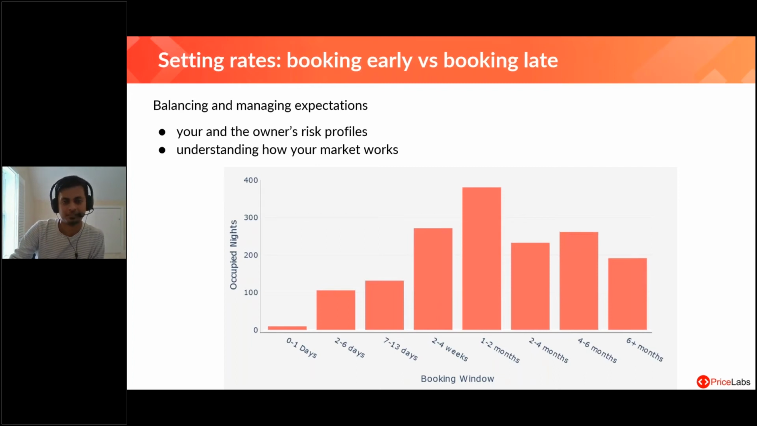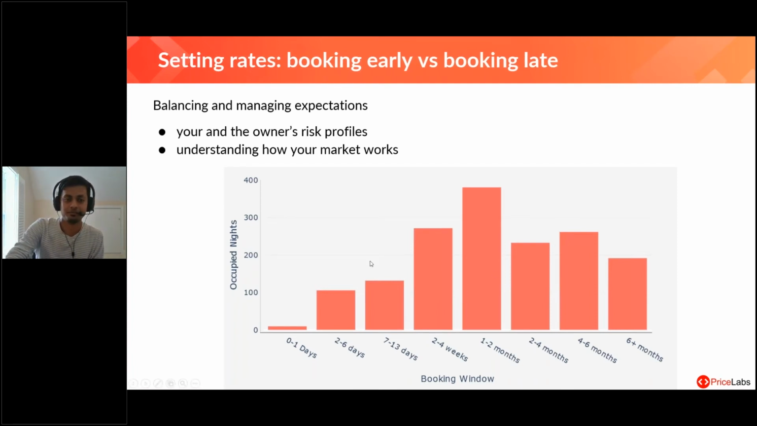How much should I lower it now so that I'm able to get at least some of these residual bookings that are going to pour in late? And this is a very representative chart. I've seen plenty of markets where it's skewed very much to the right. People like to book in that market very early.